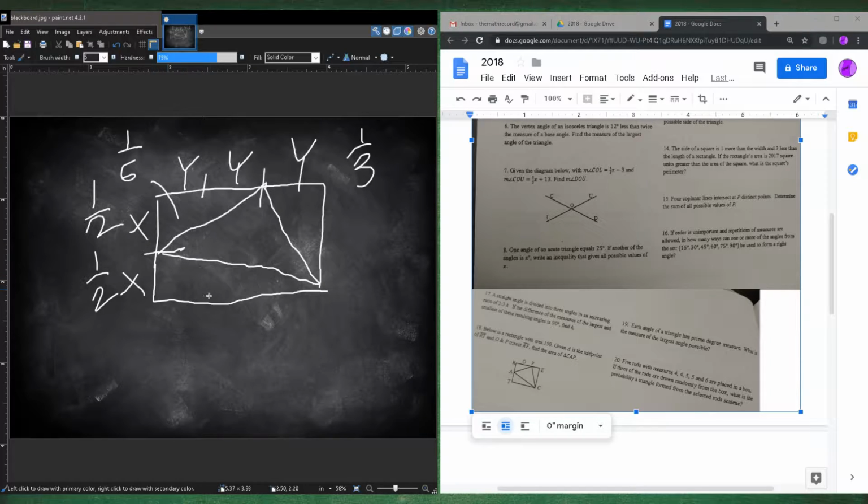Now this is 1/2, and this is 1 of 1. So 1/2 times 1, which is 1/2. And then since it's a triangle, you have to multiply the other half. So this is 1/4.